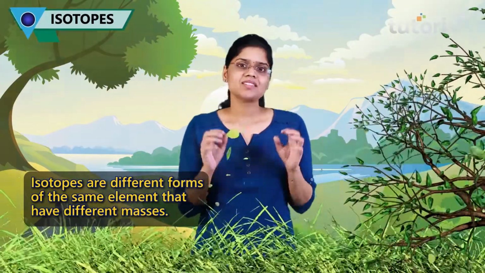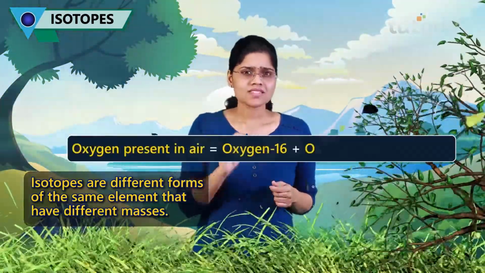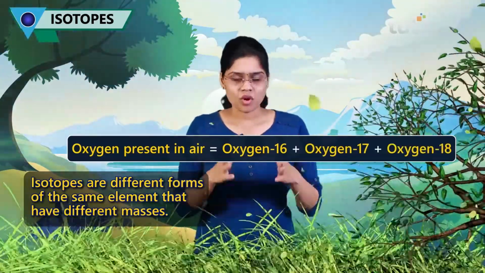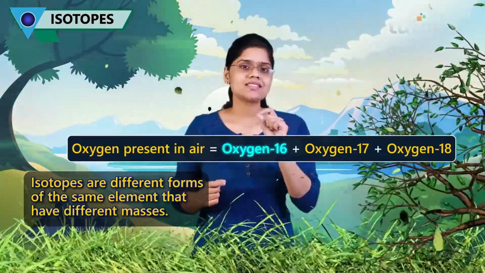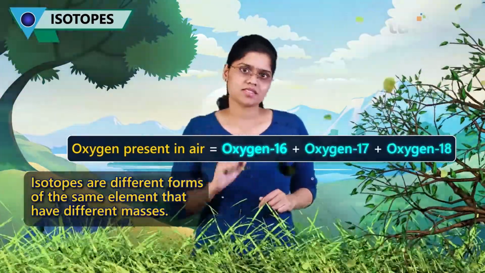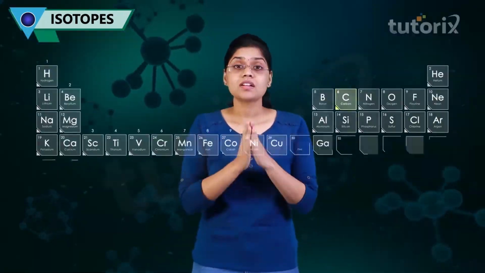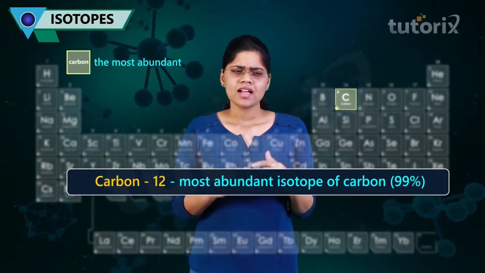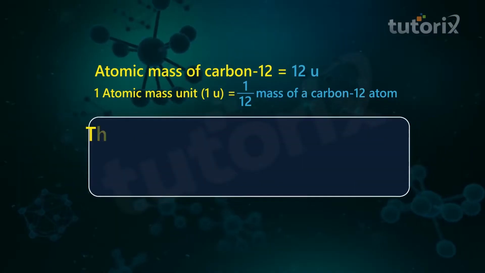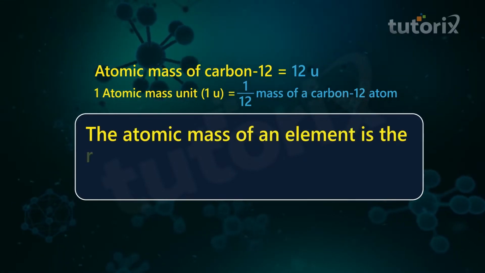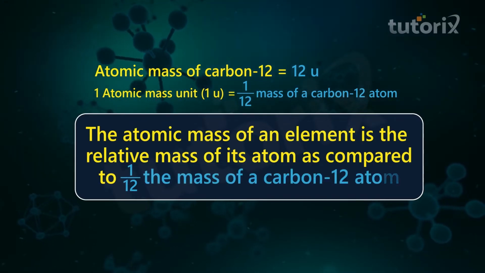For example, naturally occurring oxygen present in air has 3 isotopes: oxygen-16, oxygen-17 and oxygen-18, out of which oxygen-16 is the most abundant one. As you can see, all these 3 isotopes are of the same element, oxygen, but have different masses. Similarly, among the many isotopes of carbon, carbon-12 is the most abundant one that accounts for almost 99% of the naturally occurring carbon. Therefore, the atomic mass of an element can be defined as the relative mass of its atom as compared to 1/12 the mass of one carbon-12 atom.